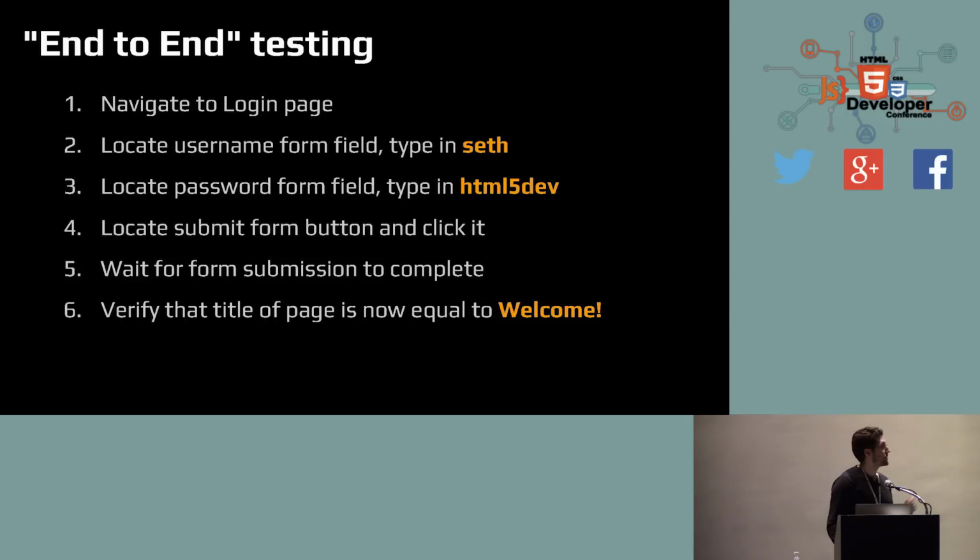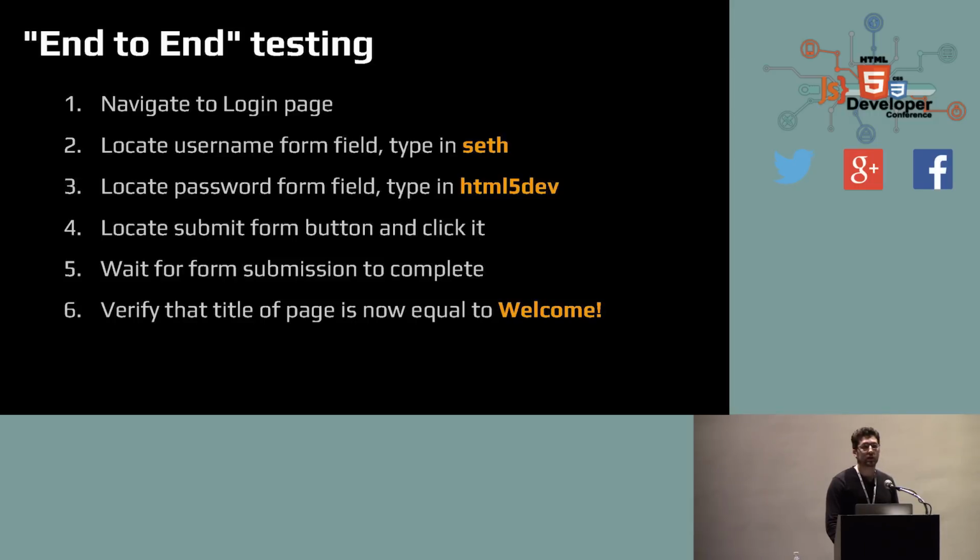So in this case, if we were testing a login flow, we might define it as these 6 steps. We might say, OK, first, we have to open the browser and navigate to the login page. Second, we locate a form field, the username field, and we type in a user. Third, we locate the password field, type in a password value. Fourth, we click the submit button to submit the form. We wait for that form submission to complete. Perhaps it's a page load. Perhaps it's an AJAX request.